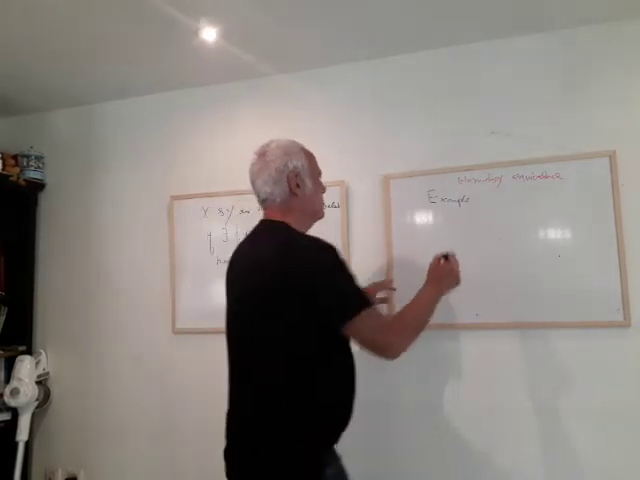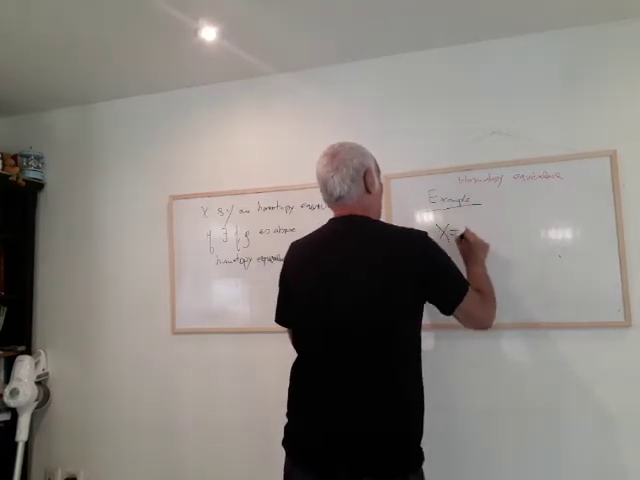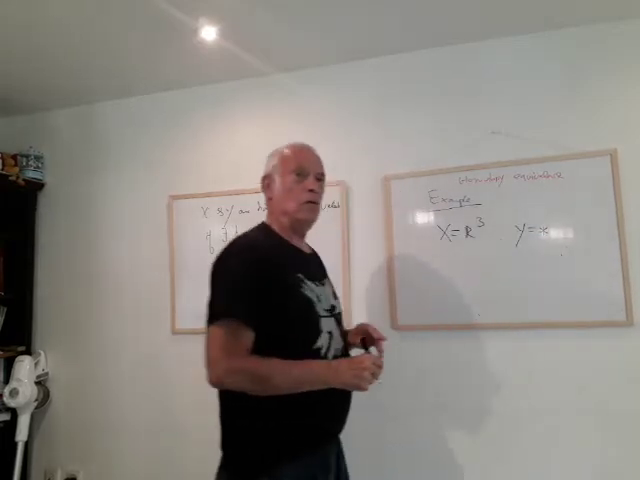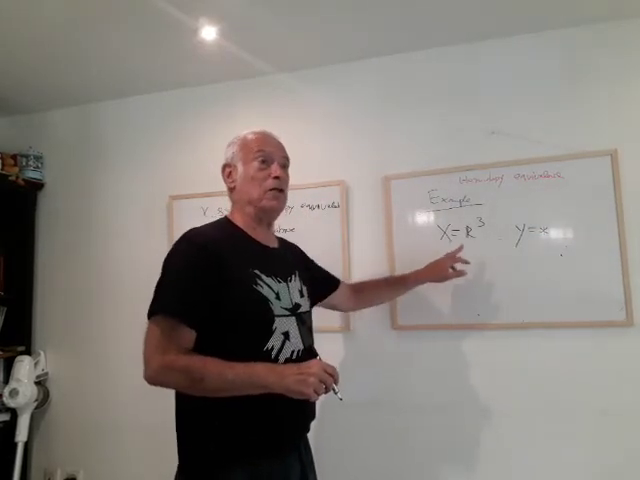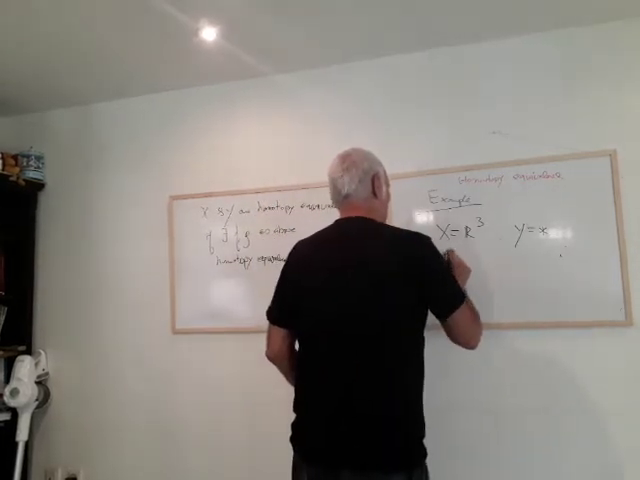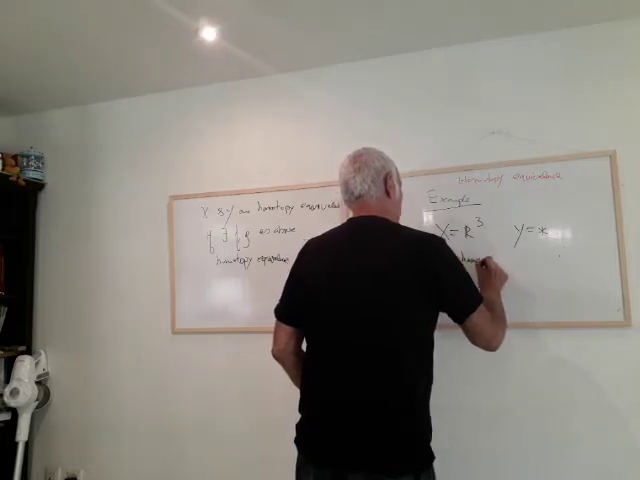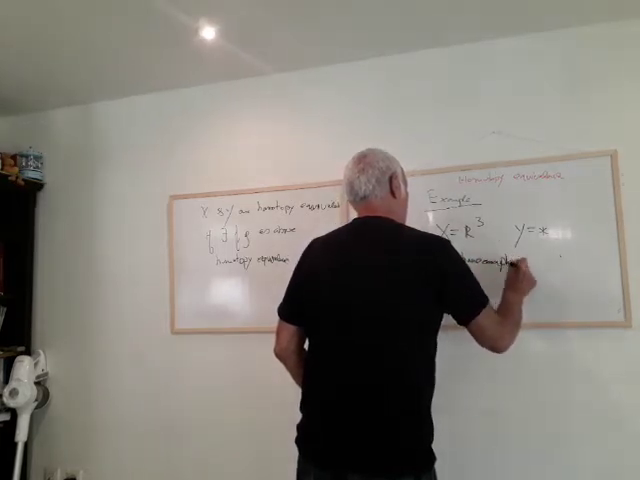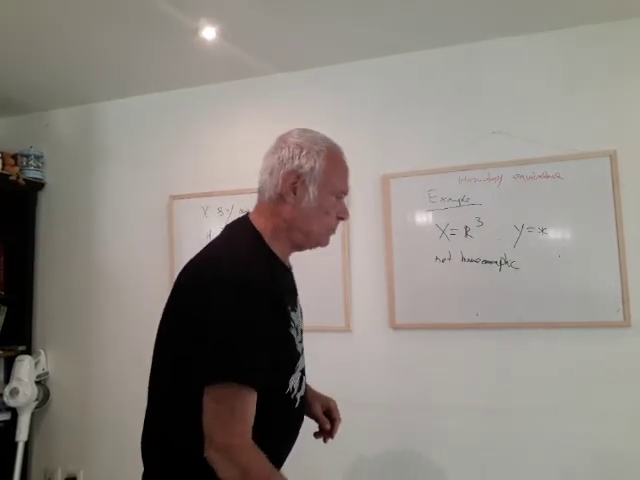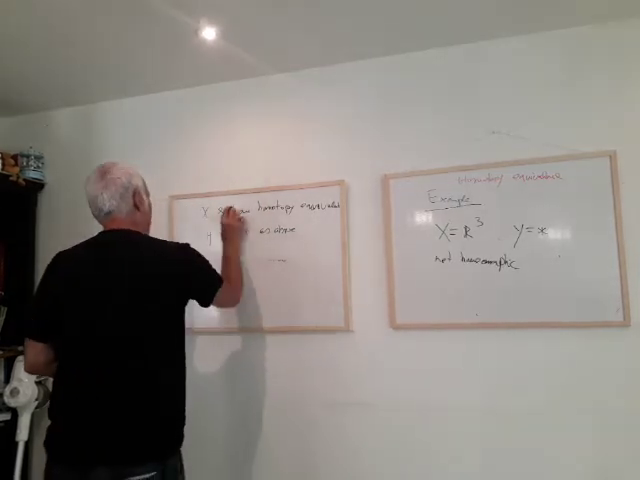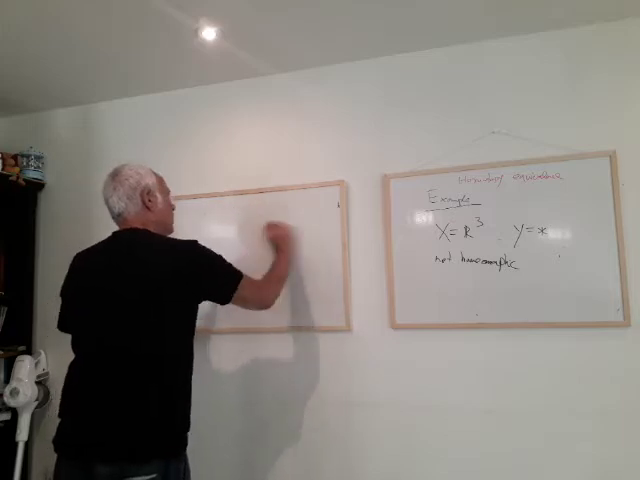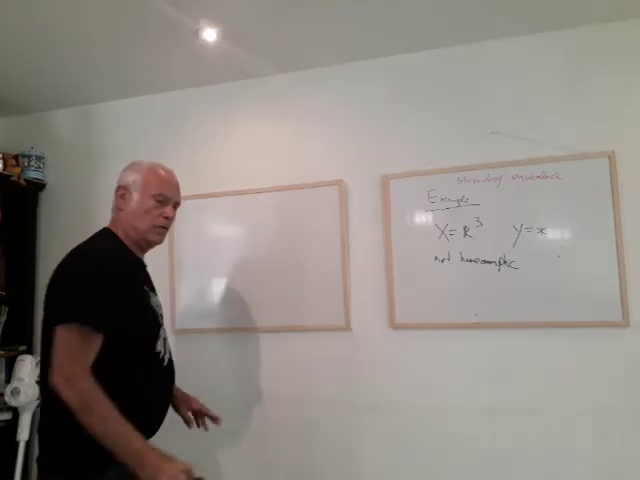So example. Suppose X is say R3 and Y is a point. We're going to show that they are homotopy equivalent, but certainly they are not homeomorphic. Maybe Disha should have given us a second example. Okay, I have another example which I'll give later.